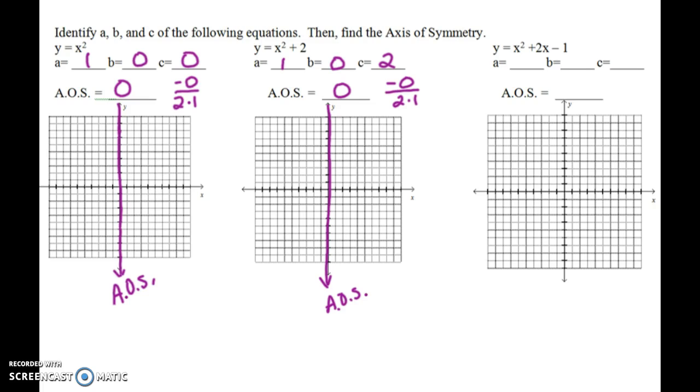And then the third one, a is 1, b is 2, c is negative 1. So when I plug in my formula, negative b, which would become negative 2, over 2 times a, which is 2 times 1, and I simplify that, my axis of symmetry is negative 1. Remember, those are x equals negative 1. So I'm going to go out to x equals negative 1, and I'm going to make a line, so just 1 unit over from the y-axis is my AOS, and it's at x equals negative 1. Okay, so we've got our line of symmetry where our parabola is going to be around. Let's go down and figure out how to find where to graph it.